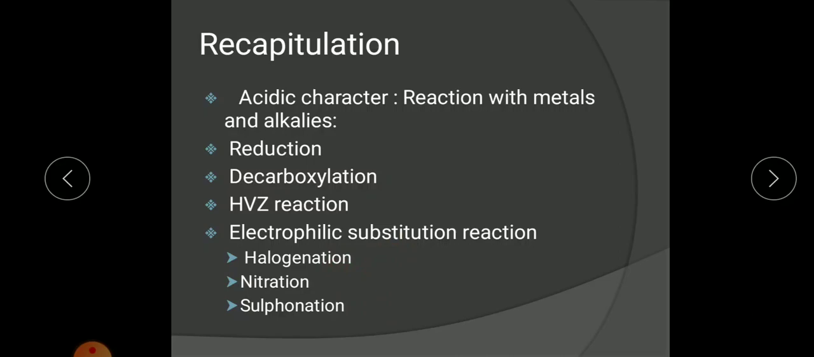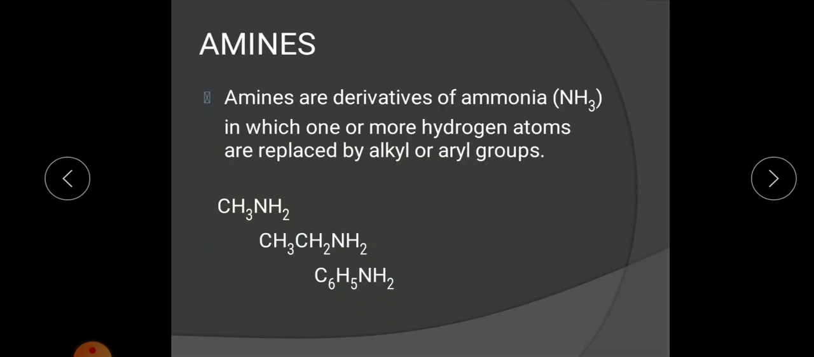Now today we are going to start the fourth chapter of organic chemistry, and the name of the chapter is Organic Compounds Containing Nitrogen. In this we'll be studying basically amines. Amines are derivatives of ammonia, and we also discuss aniline, then diazonium salt. So these are the topics we discuss in this chapter. First we'll discuss amines.